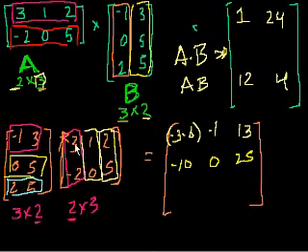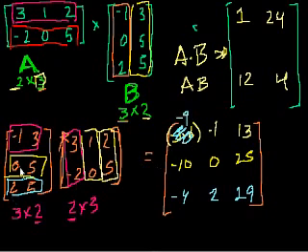So 2 times 3 plus 5 times minus 2. So that's 6 plus minus 10, so that's minus 4, right? Then you have 2 times 1 plus 5 times 0, that's 2. Then you have 2 times 2 plus 5 times 5. So 4 plus 25, 29. And of course, that first term, minus 3, minus 6. So this is minus 9.